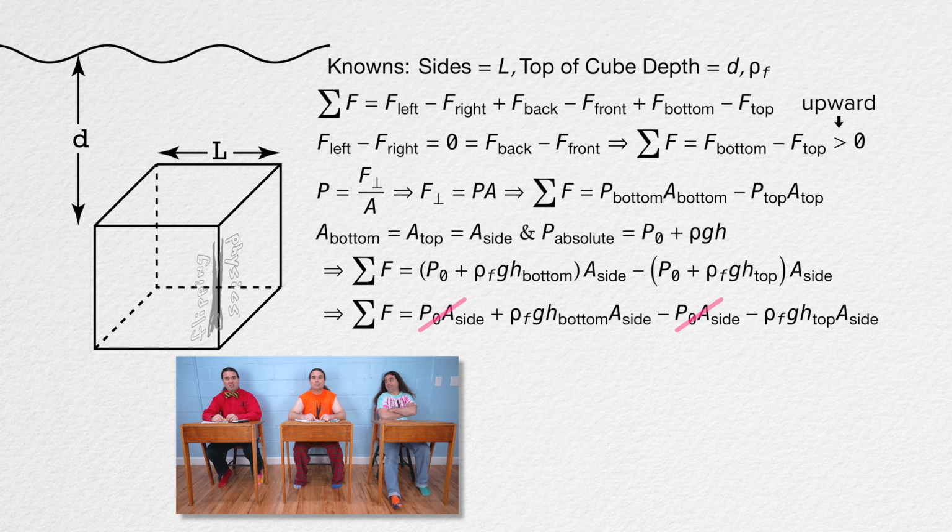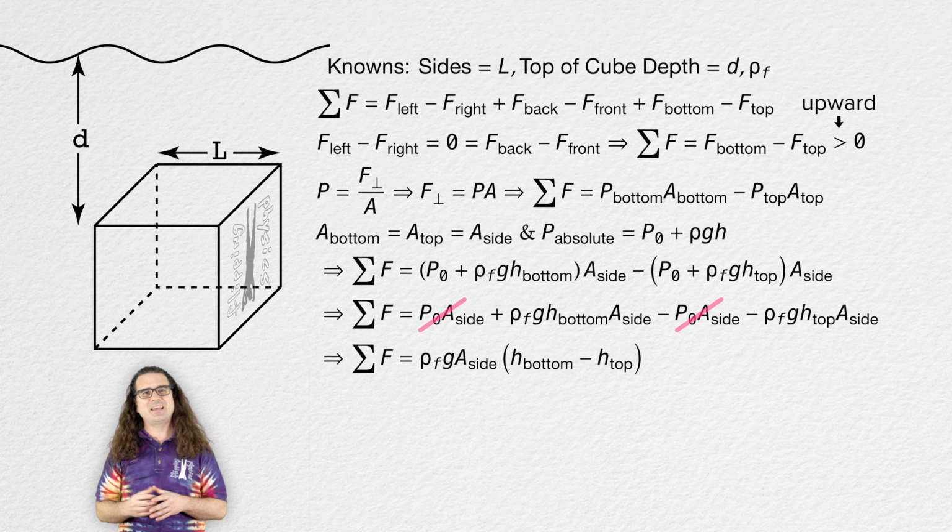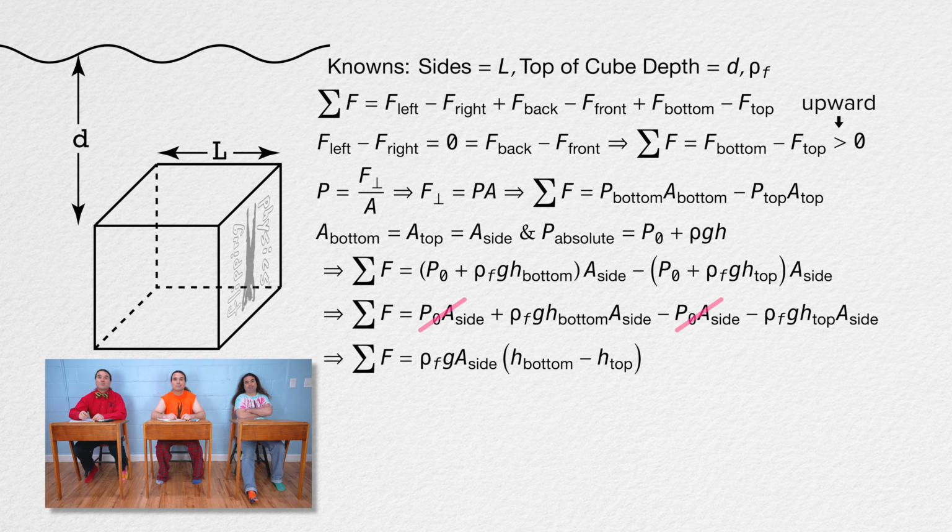Dang. And we can factor out common terms to get that the net force acting on our hypothetical cube equals the density of the fluid times the gravitational field strength times the area of one side times the quantity depth to the bottom of the cube minus depth to the top of the cube. Bo, in terms of the known variables, what are those two depths equal to?